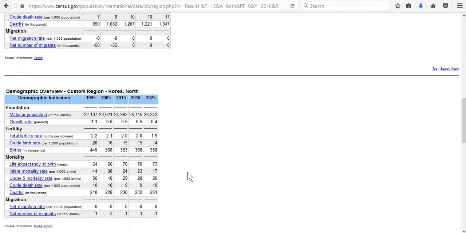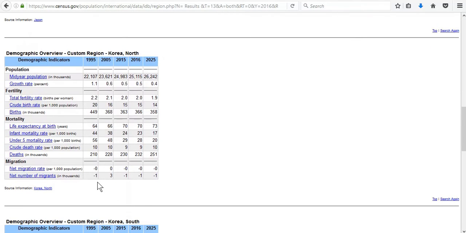Now let's go to North Korea. North Korea is another country in which you do see a lot of outmigration very consistently. So -1 means that there are 1,000 more people leaving than coming. So not a lot of migration is happening at all in North Korea. That largely relates to its isolationism.